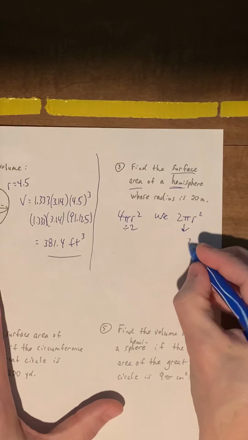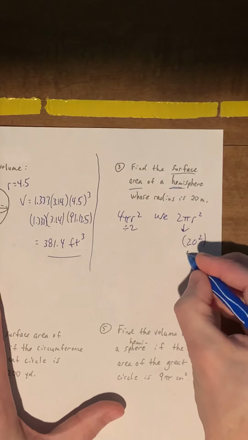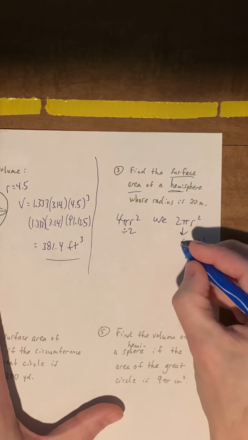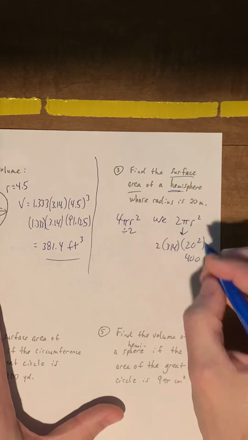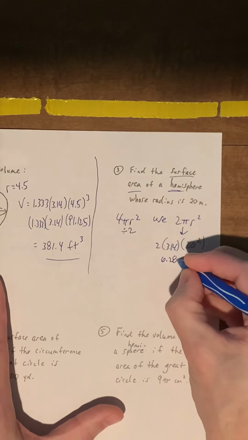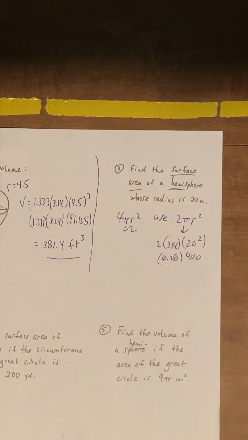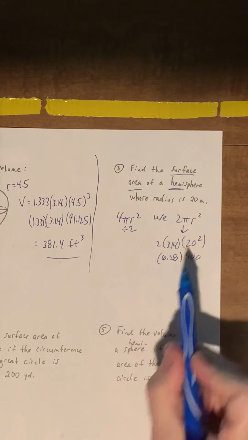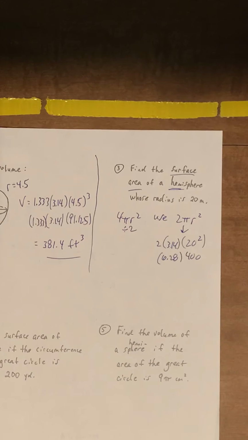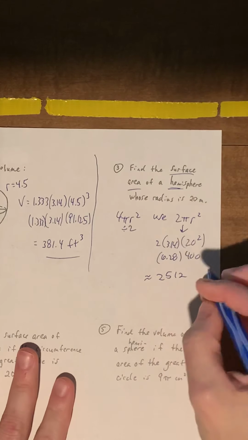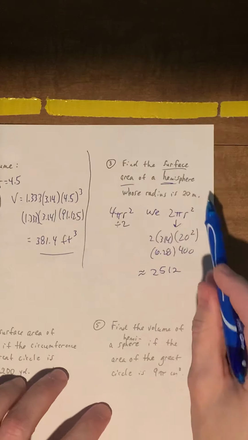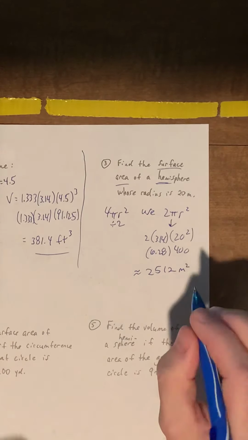Radius 20, so we pop that in. 20 squared, which is 400. We're still rounding, so 3.14 for pi. And 2 for a hemisphere. This is 6.28, I know, when you multiply. So it looks like our answer should be 6.28 times 400. So if we multiply that, the product is 2,512. You do get a whole number, but again, it is an approximation, and it is surface area, so square meters. Okay?